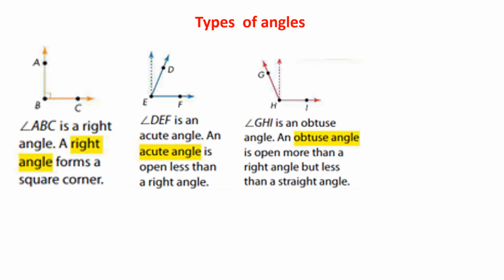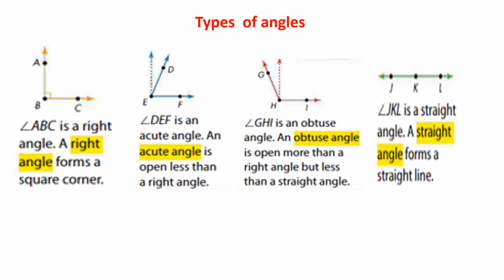The third one is called obtuse angle. What is the obtuse angle? The obtuse angle is open more than the right angle. So look at the right angle again. Looks like a square corner. So what is the obtuse angle? The obtuse angle is open more than the right angle, but less than the straight angle, which is that one. Looks like a straight line.